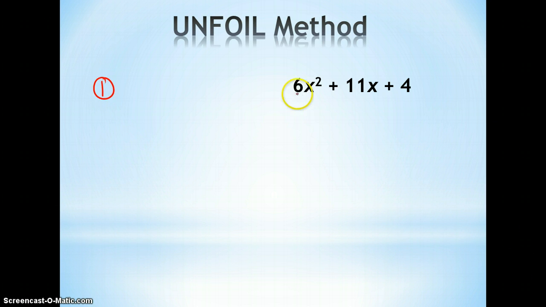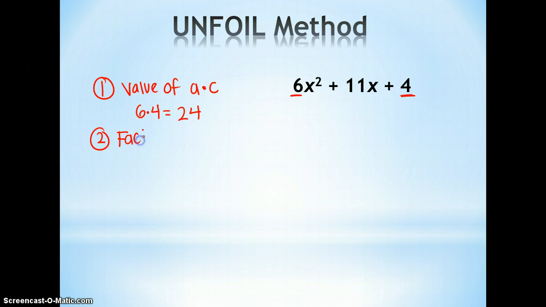Step 1, hopefully you're familiar with seeing this before. We're going to find the value of your A term times your C term. So in this case, we want to do our 6 times 4 equals 24. Step 2 is going to be kind of like we did when we just had 1 in front of x squared. We're going to find factors again. We want to find factors of that A times C. So if we look at 24, 24 is 1 and 24, 2 and 12, 3 and 8, 4 and 6.